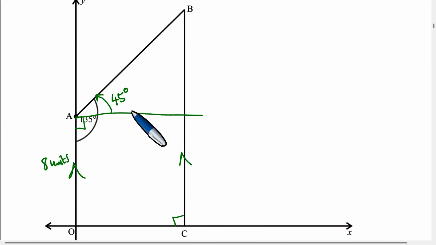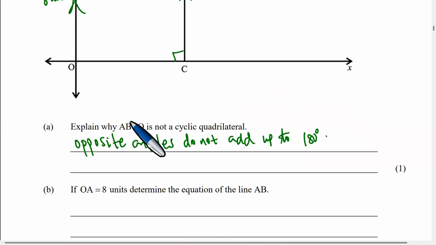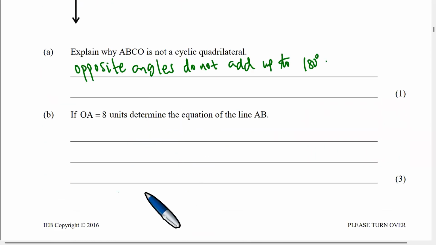So if that is true, this one is 45 degrees, and therefore the gradient of the line AB is the tangent of the angle of inclination, how inclined the line is to the horizontal. We shall say here clearly the gradient of AB is the tangent of the angle of 45 degrees, and the tangent is 1, so we got the gradient.